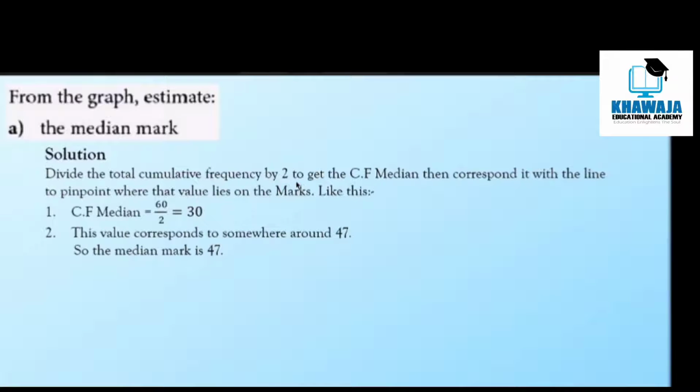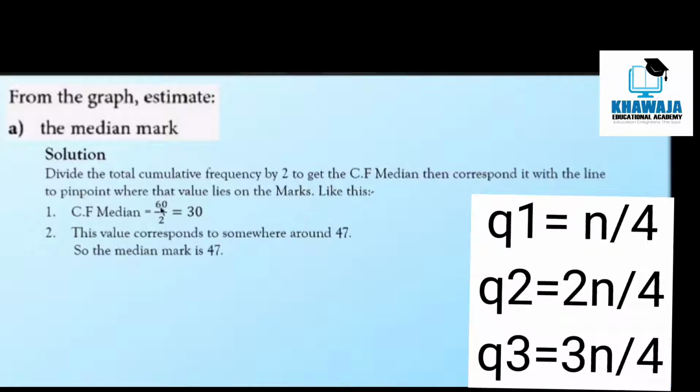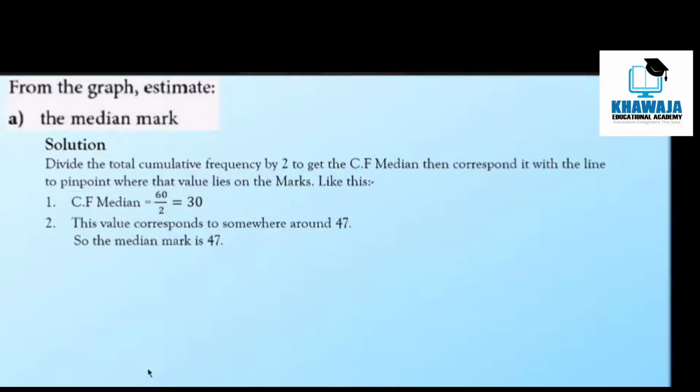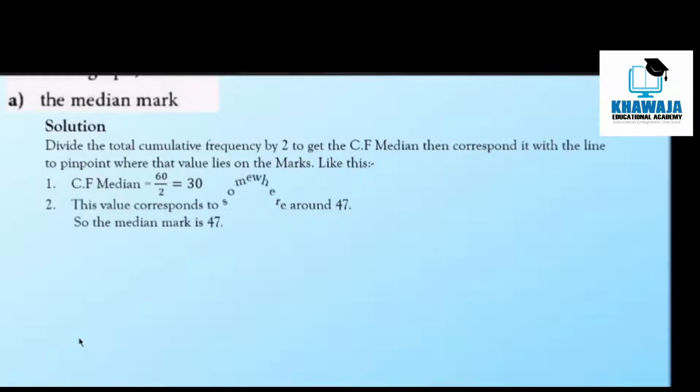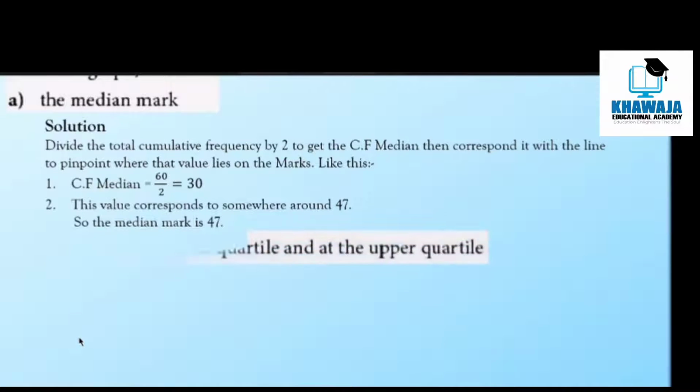So the A part is the median mark, where first I will divide the total cumulative frequency by 2 to get the CF of the median. Then I correspond it with the curve, or you can say the line, to pinpoint where the value lies on the marks, like this. Total cumulative frequency is 60, I divide that by 2, I get the CF of the median, which is 30. Then I correspond that 30 with the curve and get the value 47. So the median mark is 47 for me.